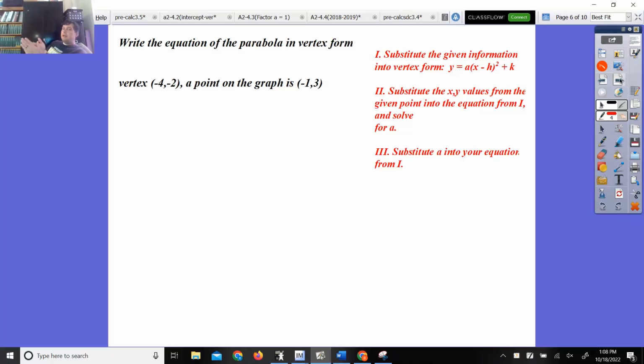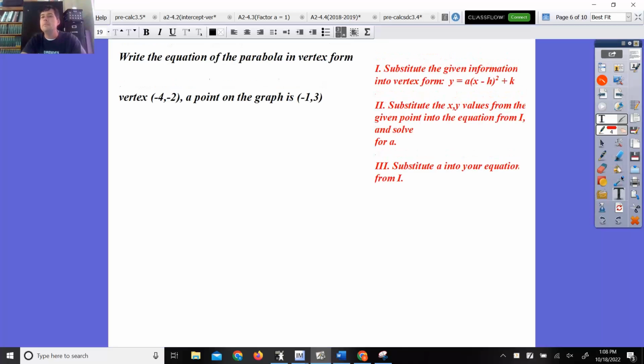Write the equation of a parabola in vertex form. You're told the vertex and you're told a point on the graph is (-1, 3). The instructions are there. Substitute the given information into vertex form: y is a times (x minus h) squared plus k. So I'll sit down and do most of this one with you.